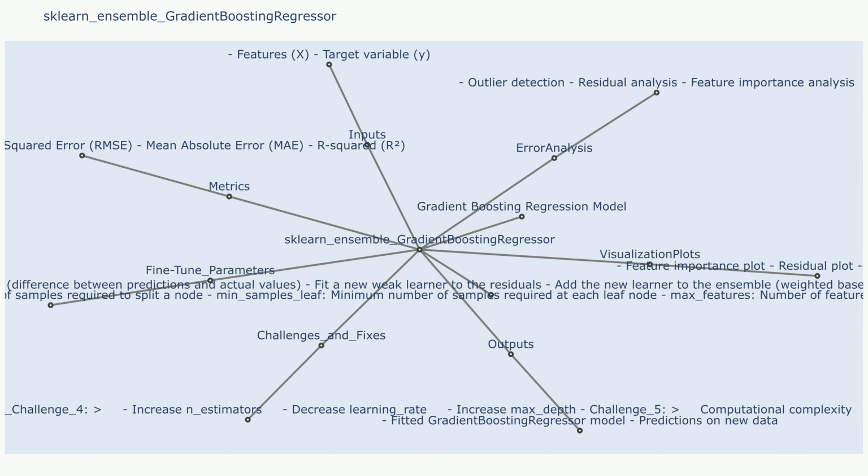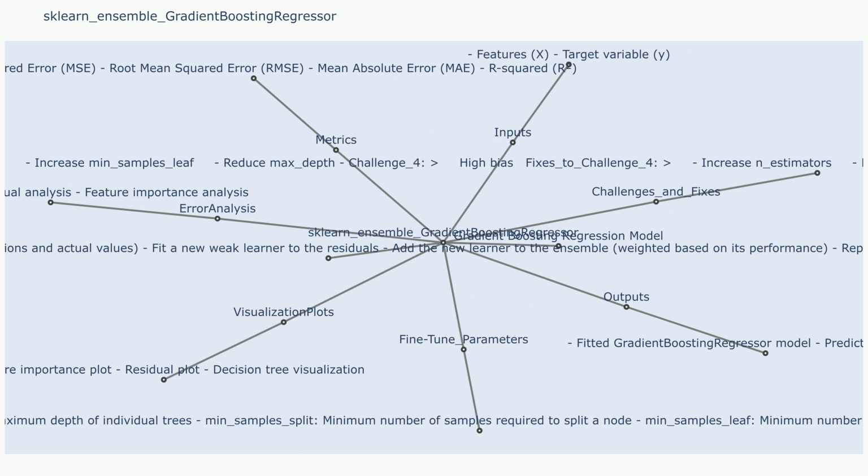Fixes: use techniques like subsampling to reduce the size of the data used for each tree. Utilize parallel processing to speed up the training process. Consider using lighter weight models like random forest or decision tree if training time is a major concern.